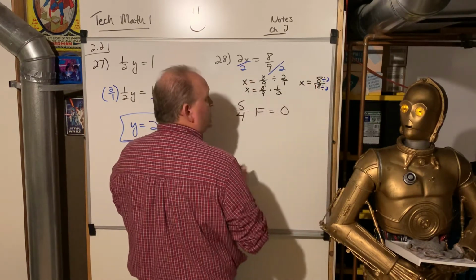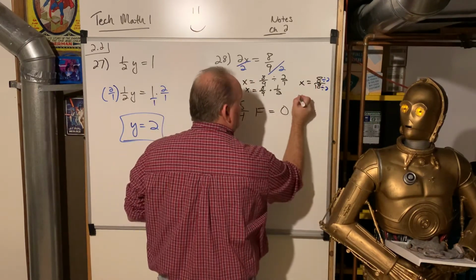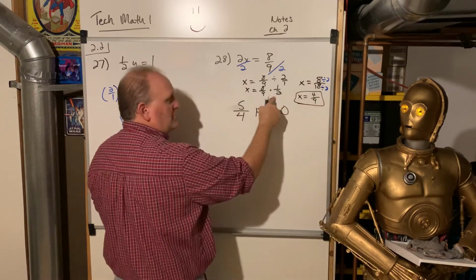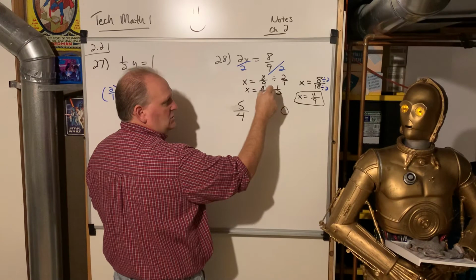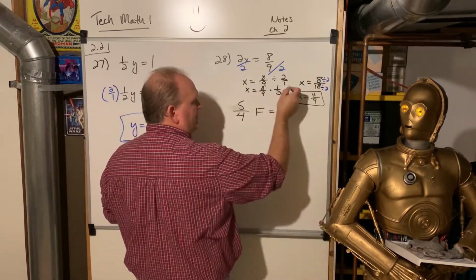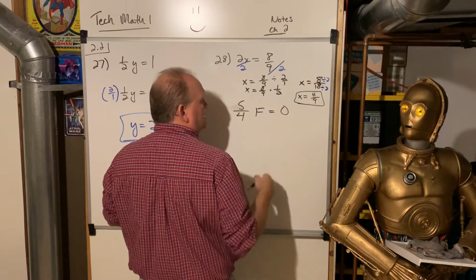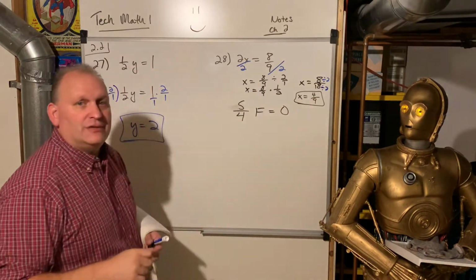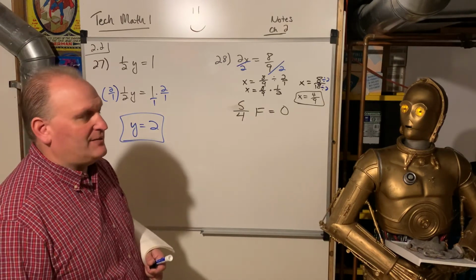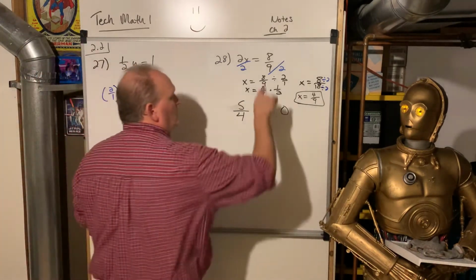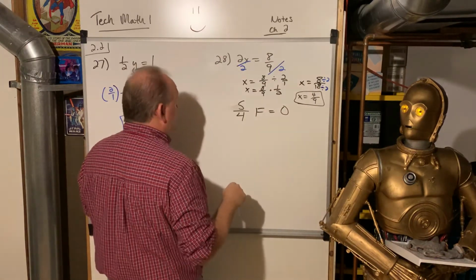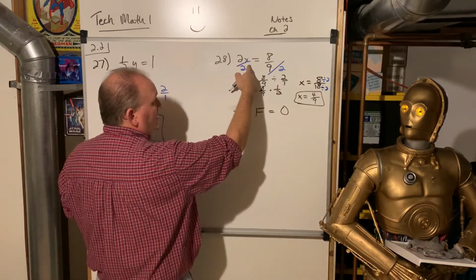And now some of you may have canceled. That's fine. 4/9. At this point, some of you might have said, no, I canceled the 2 into the 8 and made it a 4, and then just did 4 times 1 and 9 times 1 and got 4/9 that way. That's fine. You could do it that way. That's canceling. Don't call that cross multiplying. That's not cross multiplying. Cross multiplying is what you do with proportions when you're working them out. We didn't cross multiply here. We could have if we wanted to.